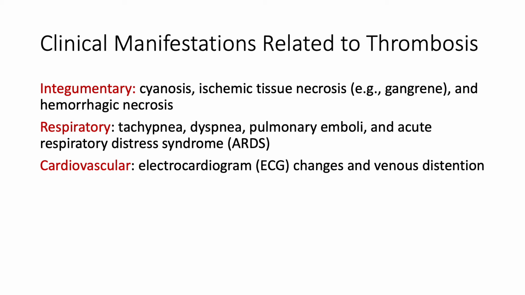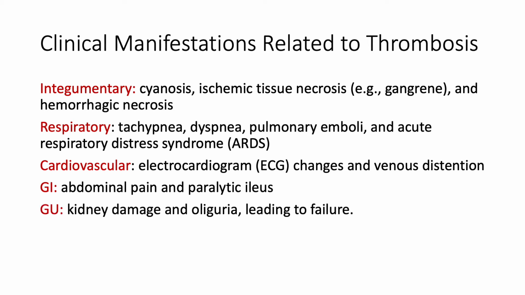Now, a poorly perfused GI system can lead to non-functioning sections of the bowel that do not have peristalsis and can become enlarged. And this is what we see with a paralytic ileus, and as you can imagine, could be very painful. Now, poorly perfused kidneys will begin to suffer tissue damage, and kidney damage can present as low urine output and ultimately lead to something more serious like kidney failure.